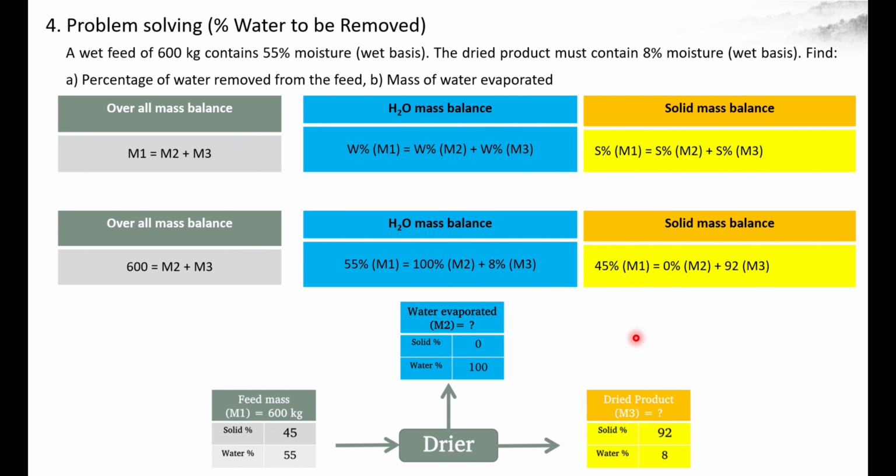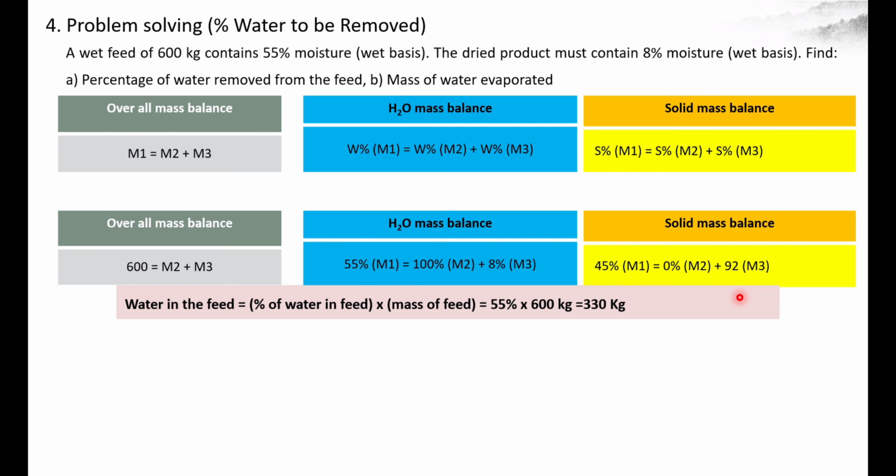Similarly, we do it for the solid balance. 45% of solid is present in the feed. Hence we are multiplying the M1 stream by 45%. In the M2 stream, the solid percentage is 0. In the M3 stream, the solid percentage is 92. Hence we are multiplying with 92.